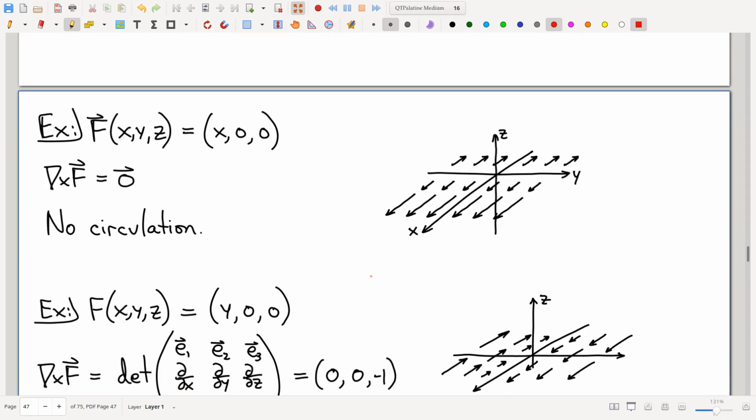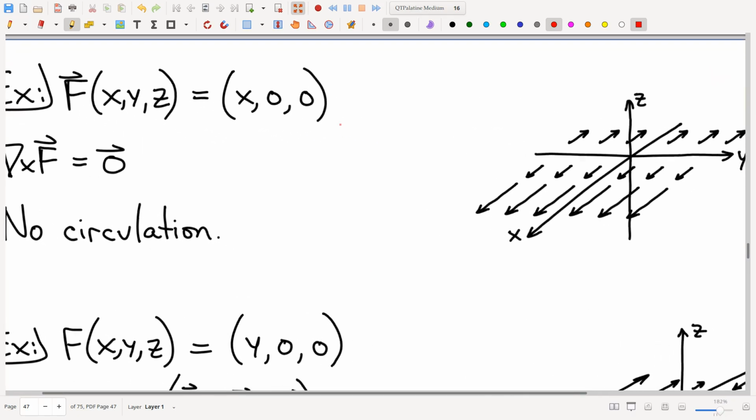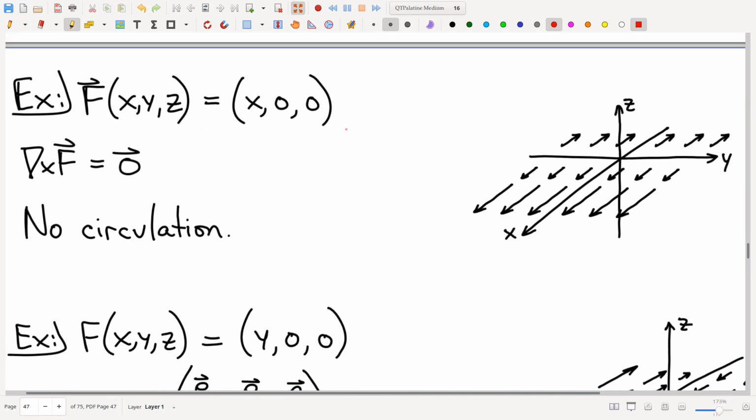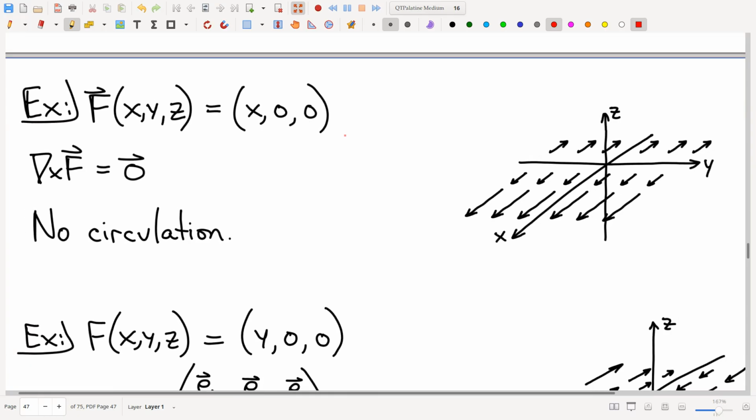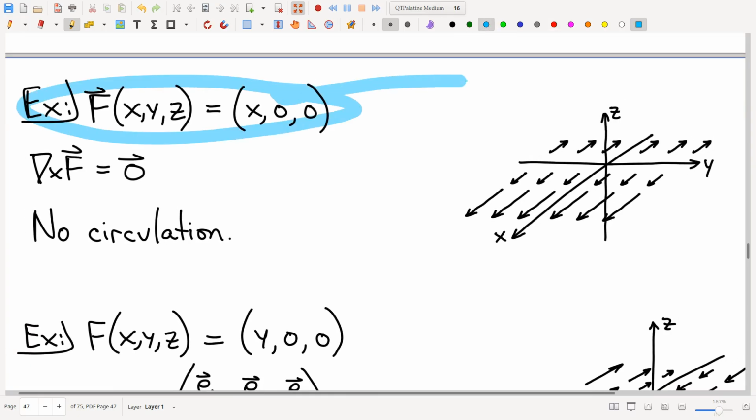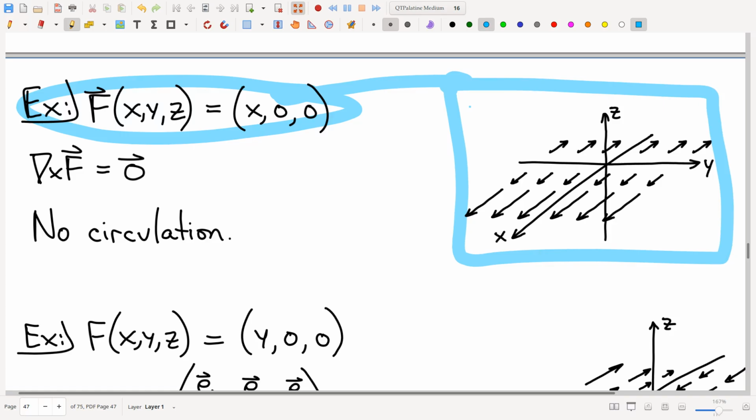Here's another example. This is a pretty straight up, what I'll call an easy one. So again, vector field, again, picture, again, make sure you can justify it to yourself. Make sure you can produce this kind of a picture on your own. We can compute the curl. Curl is 0, easy calculation. Make sure you can do that, of course.